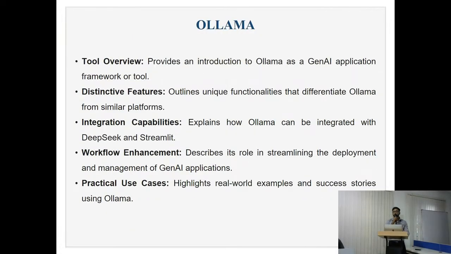Next refers to Ollama. It is nothing but a local software installation. In this, it provides an introduction to Ollama for the GenAI application, which is introduced only for GenAI applications, and distinct features that outline the unique functionalities that differentiate Ollama from similar websites, and it explains that Ollama can be integrated with DeepSeek.